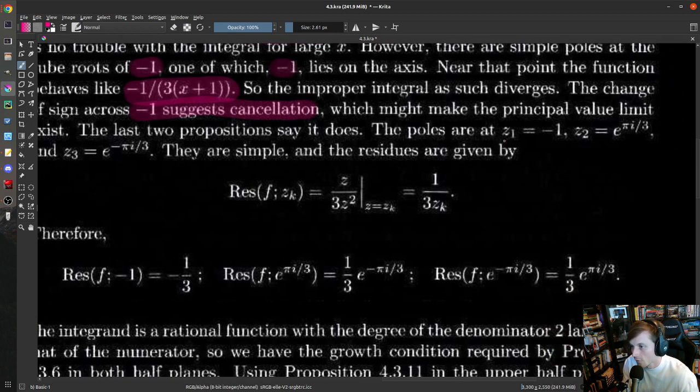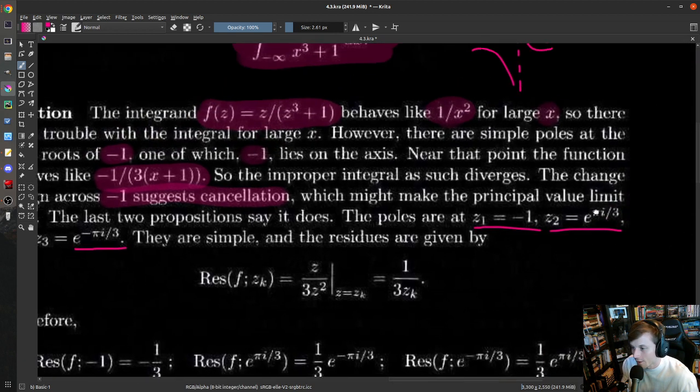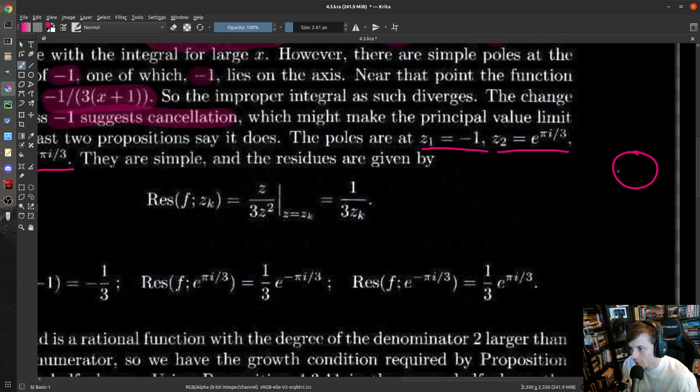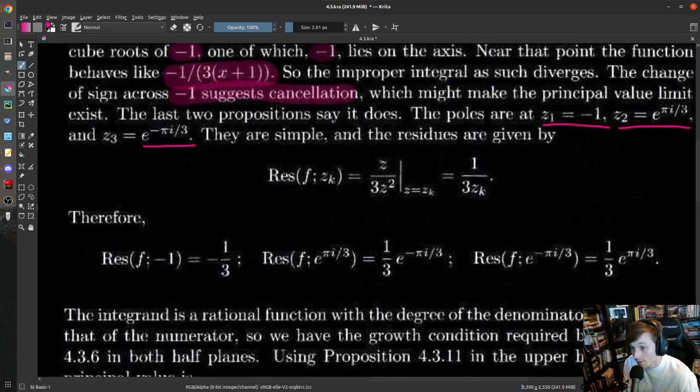Okay, the poles are at z1 is minus 1, z2 is another one of the third roots of minus 1, which will be e to the pi i divided by 3, and e to the minus pi i divided by 3. These guys are just uniformly spaced about a circle, so one of them is back here, the other two are just over here, and they come in a conjugate pair. All right. They are simple poles, obviously.